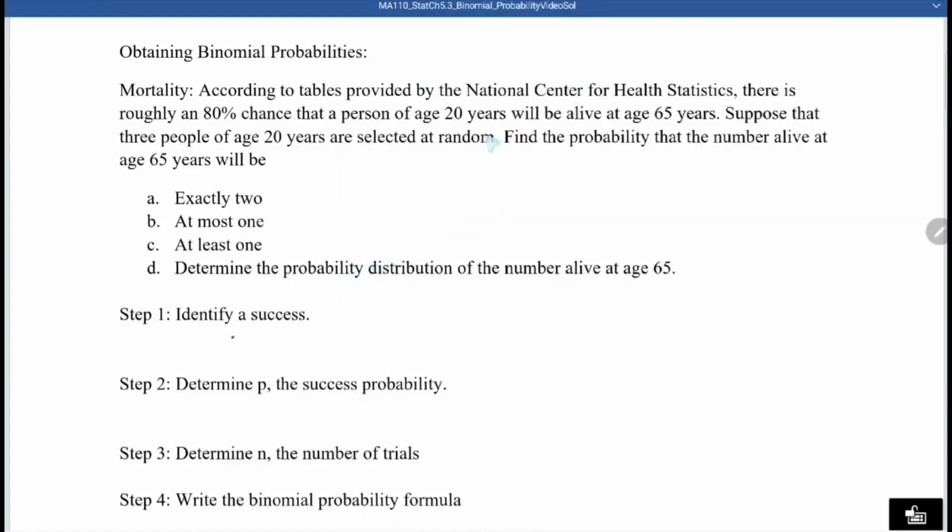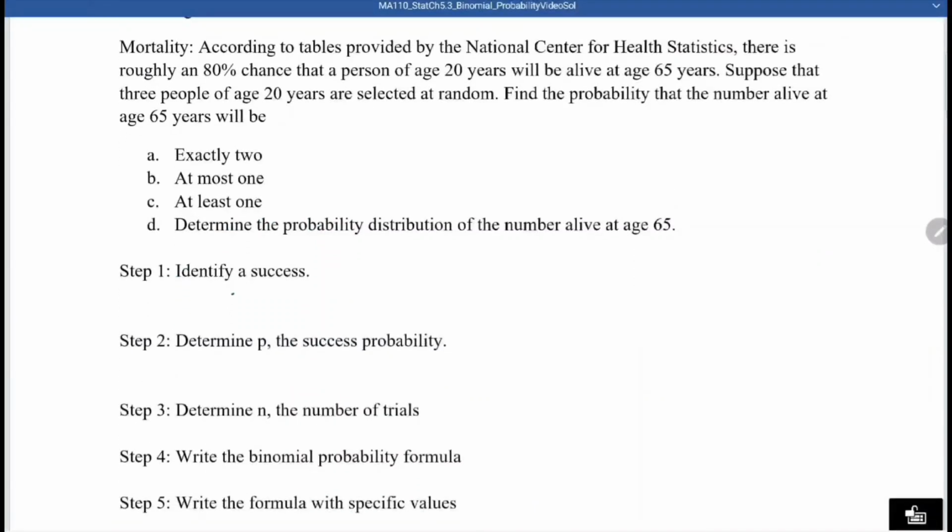We will revisit the wording again as we go through it, but let's go through the different steps that we are being asked to answer. Step 1 is identify a success. So what is a success? What are we looking for? A success is the particular specified attribute that we are looking for in our study, right?